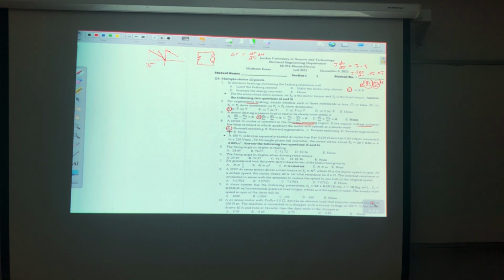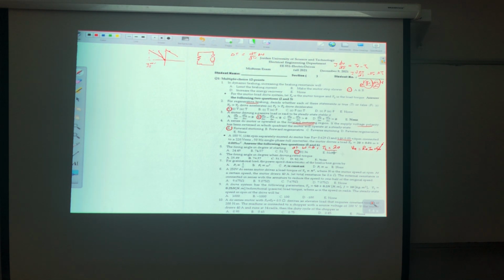Okay. The firing angle at starting. At starting, omega equals what? 0. So the torque will equal 20. If I know the torque and I can find KT, then I can find the current. Then VA will equal only RaIa, because Ea is 0. So from there I can calculate the firing angle.